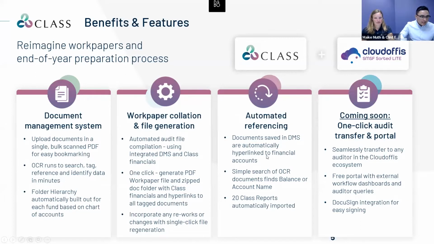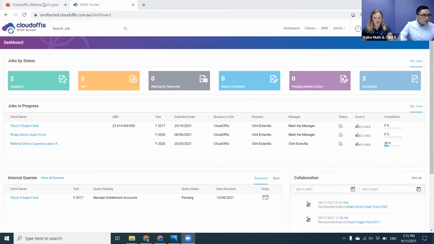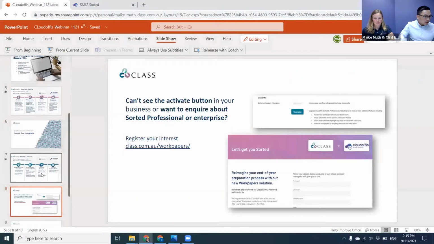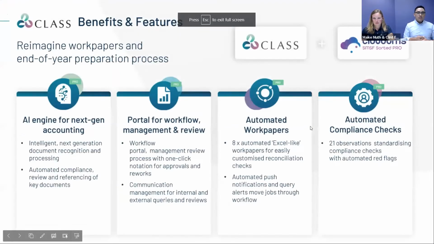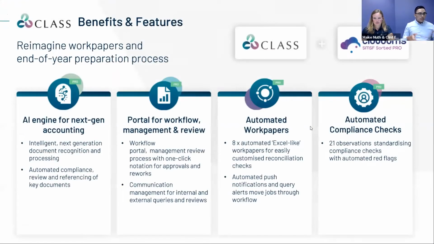All right, let me just share my screen now. All right, so just to round out where Maike left off. As you would have gathered, we're speaking today about Sorted Lite, which is now free in class. It is a version of our original Sorted Pro, which is a paid version. However, it's just got reduced features, really just focusing on the document side, as Maike showed you.